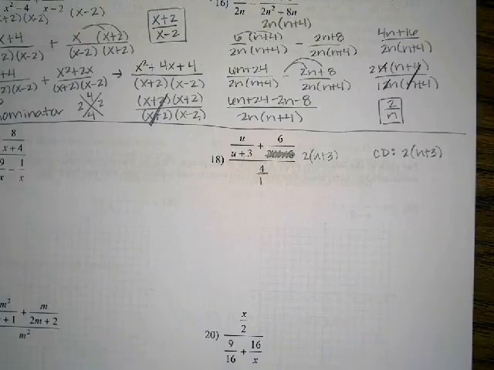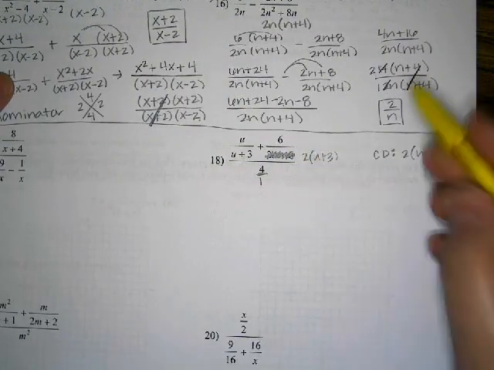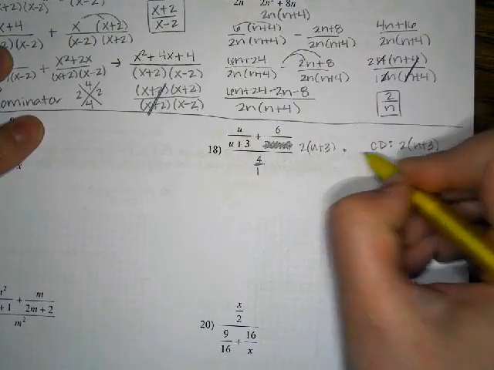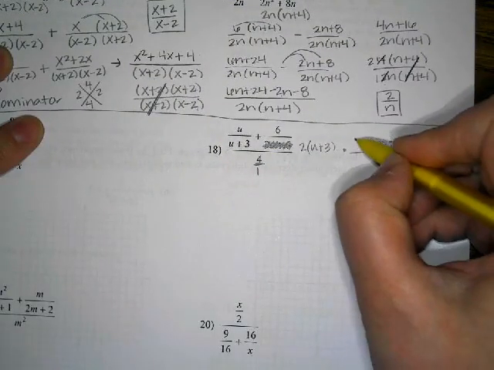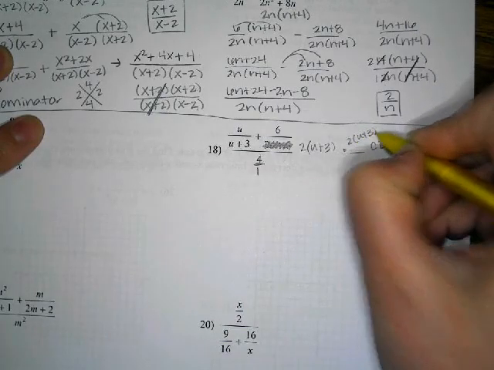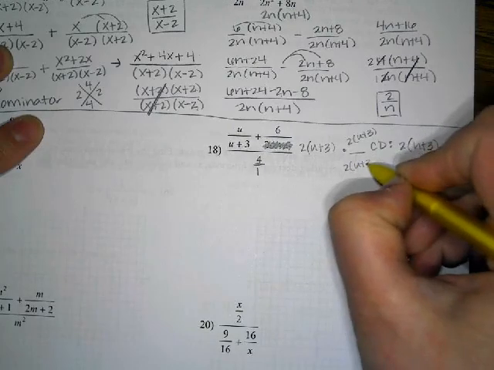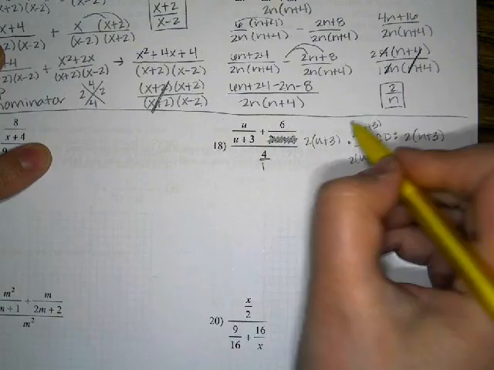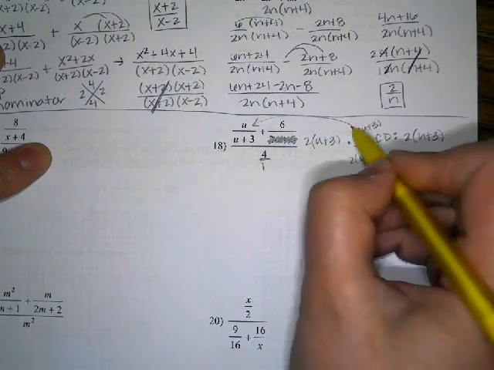Okay, so now what I need to do is take this entire thing and multiply it by my common denominator. I'm going to multiply it by my common denominator on the top and on the bottom. So 2 times u plus 3, 2 times u plus 3. So I'm going to multiply every single term. So this term and this term and that term.